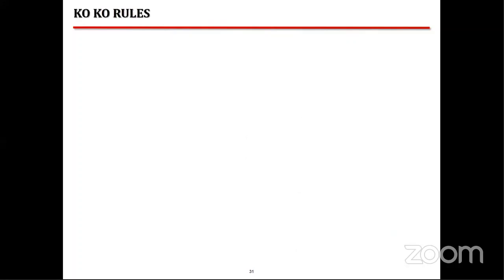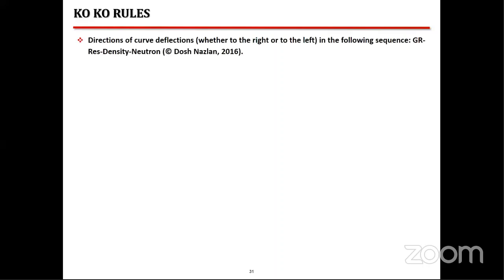Now, coming to the most important part. Interpretation of LWD or wireline logs in a qualitative manner can be easily done based on the direction in which each of the log curves deflect, be it to the left or the right, in the following sequence: gamma ray, resistivity, density, and neutron. This method has been devised by the famous petrophysicist Ko Ki, and it has been passed on by a student, Dosh Nazlan, in 2016.